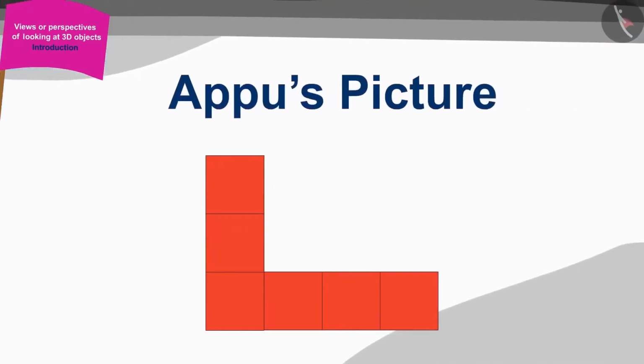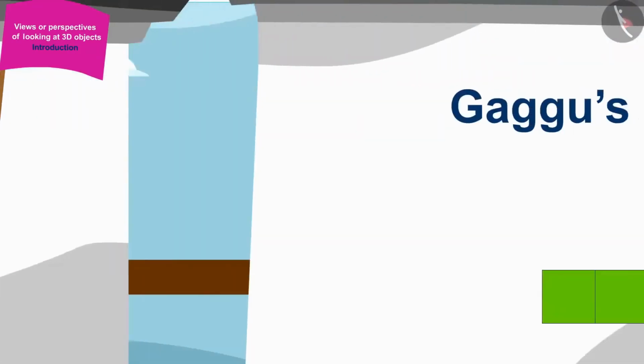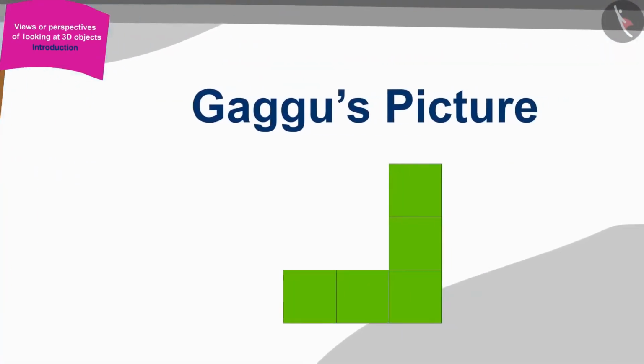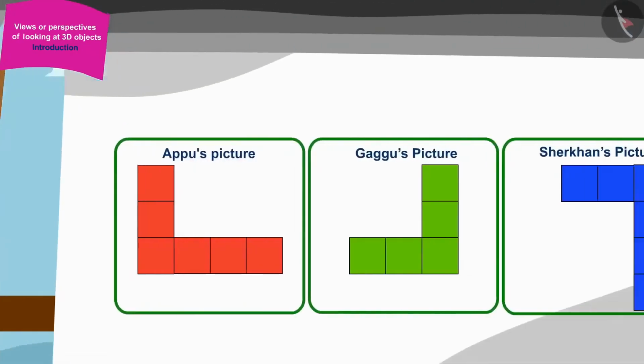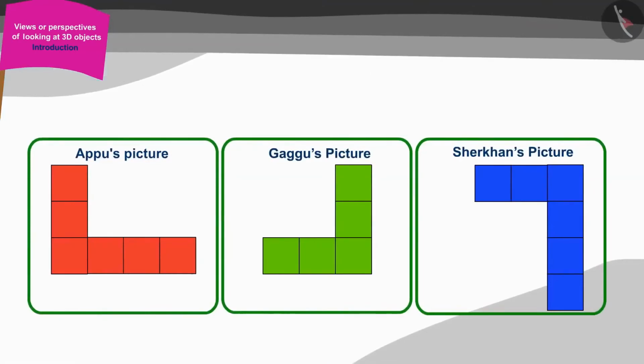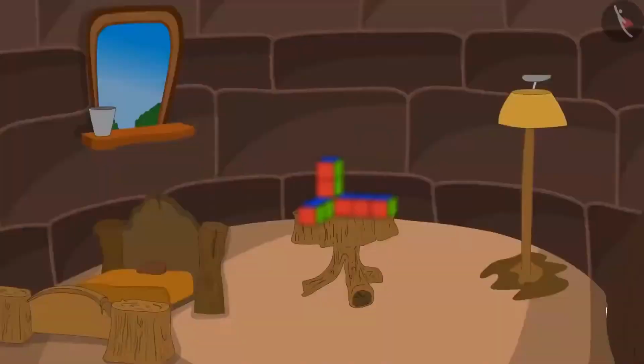Appu's picture was like this. Gaggu made such a picture. And Sher Khan's picture looked like this. Children, can you tell how this can happen? When the three saw the same shape, how were their pictures so different?